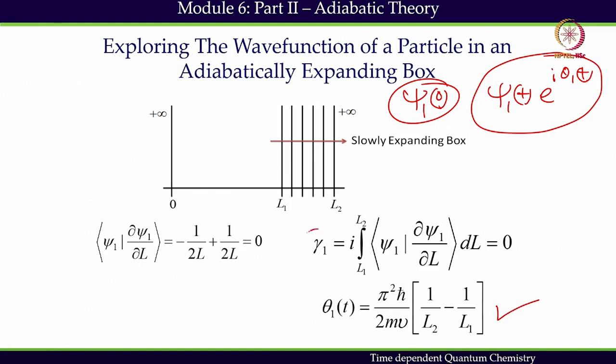When we see this geometric phase to be 0, we can remember that anytime if the wave function is real, then the geometric phase after the adiabatic expansion is going to be 0. That is another consequence of the adiabatic theorem, which we can prove actually, but we will not do it immediately.